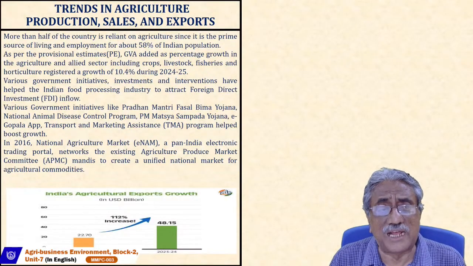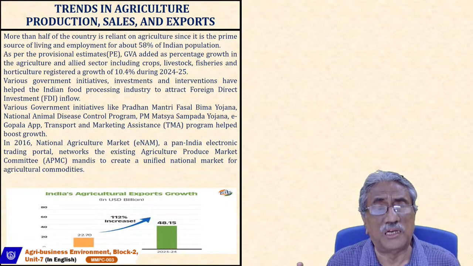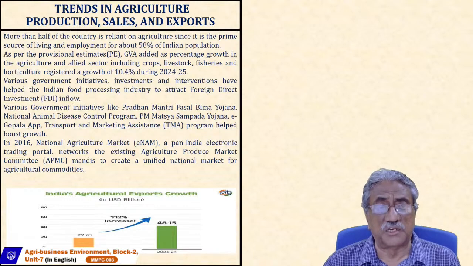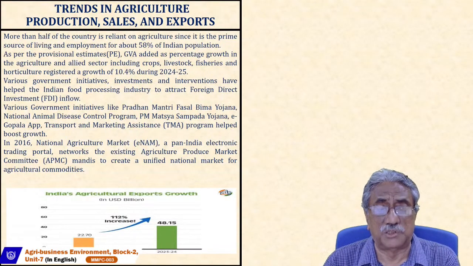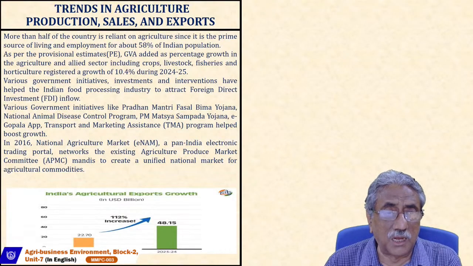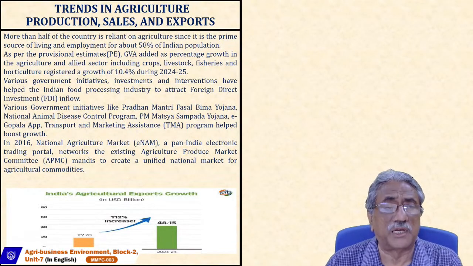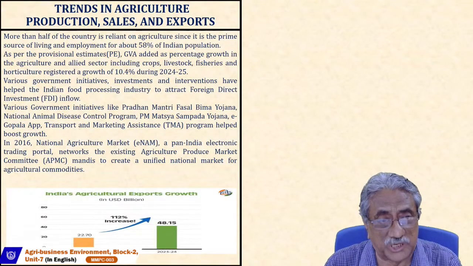In 2016, the National Agriculture Market. The Prime Minister said, let there be one nation, one market. So an e-market was developed, the National Agriculture Market, a pan-India electronic trading portal. There you can come and say, I have this, and there will be quality certification. It links the existing Agricultural Produce Market Committee mandis to create a unified national market for agriculture commodities. What is the Agriculture Produce Market Committee? We'll come to it later.